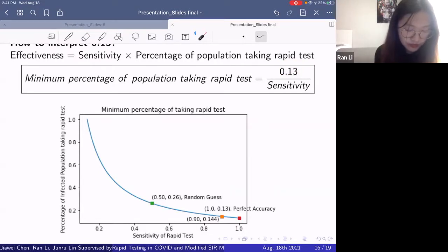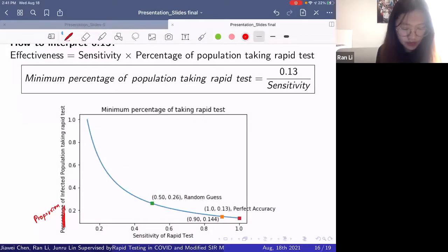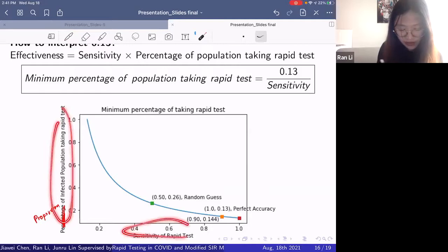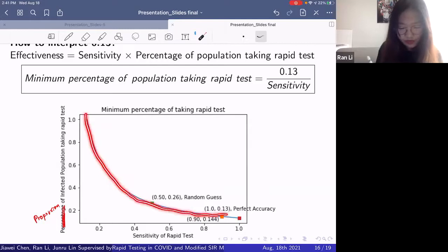And here is the graph. The horizontal axis represents the sensitivity of our rapid test. And the vertical axis is actually, I think I should change this word to proportion, the proportion of the infected population taking rapid tests. And the product of these two quantities should be a constant, which is 0.13. And this is the curve. I just mark three points that I find really meaningful.